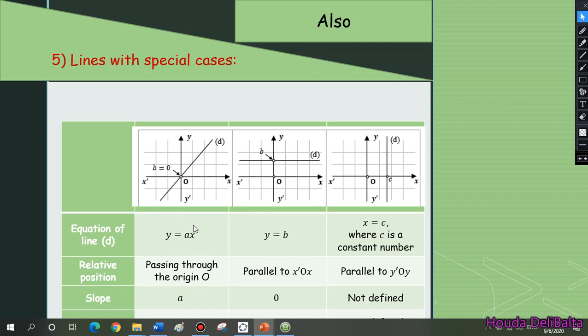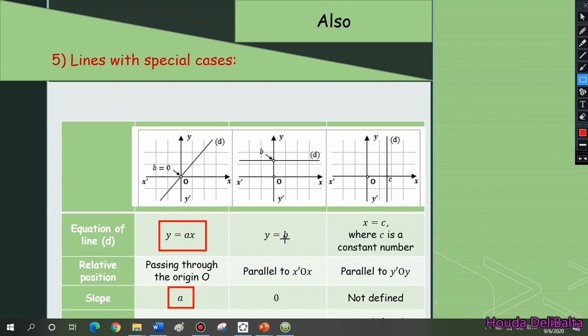The line that passes through the origin has the general form of y equals ax. So we have to keep this in mind. And its slope is a. So the line passing through the origin has this form. Its b is 0, the y-intercept is 0, and the slope is a. If a is positive, then the line is increasing. If a is negative, then the line is passing through the origin and decreasing.